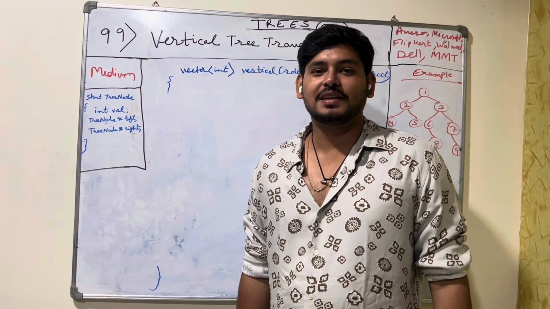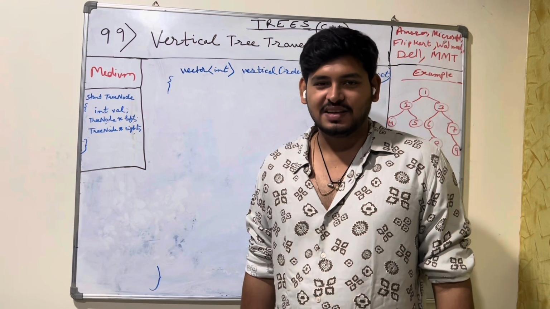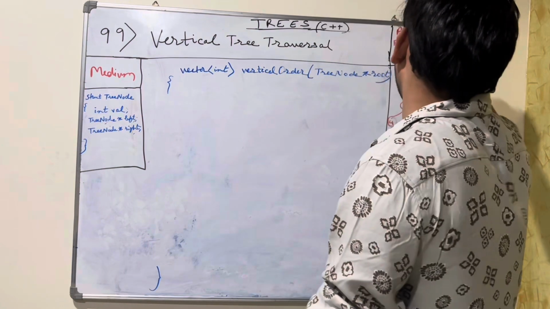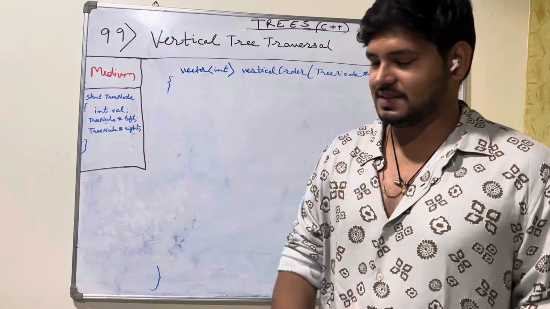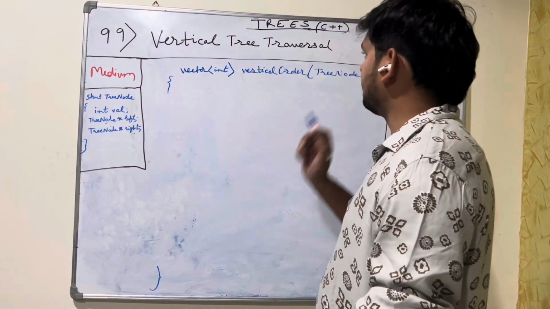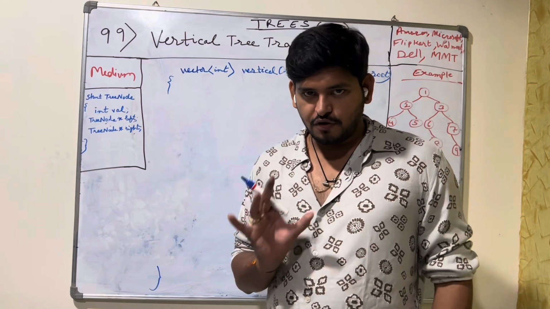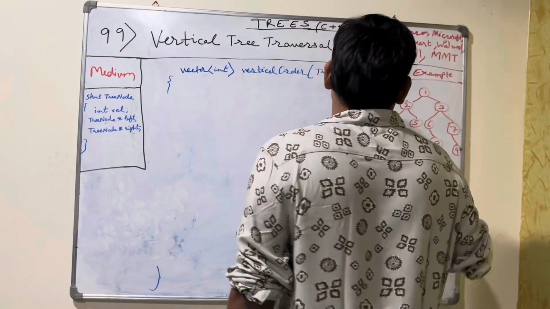Today we are going to solve the 99th question of the problem solving series and the 9th question of the topic tree. The difficulty level for this question is medium and this question has been asked in Microsoft, Amazon, Flipkart, Walmart, Dell, MakeMyTrip, Accolite and many other companies. Vertical tree traversal. In the previous question we discussed the top and bottom view of the binary tree. Here we will do the vertical traversal of the binary tree.